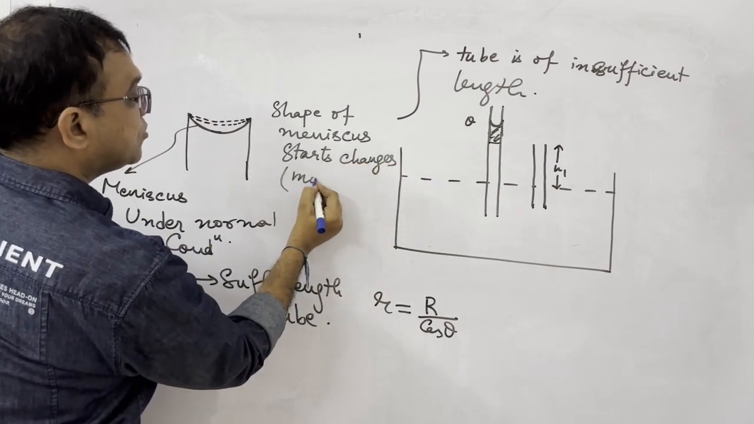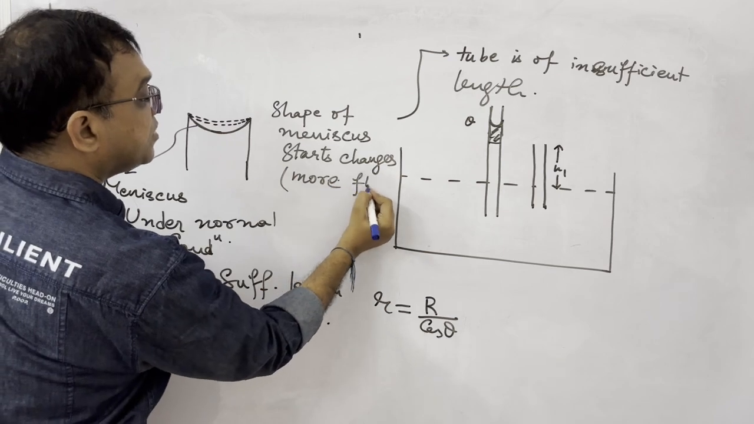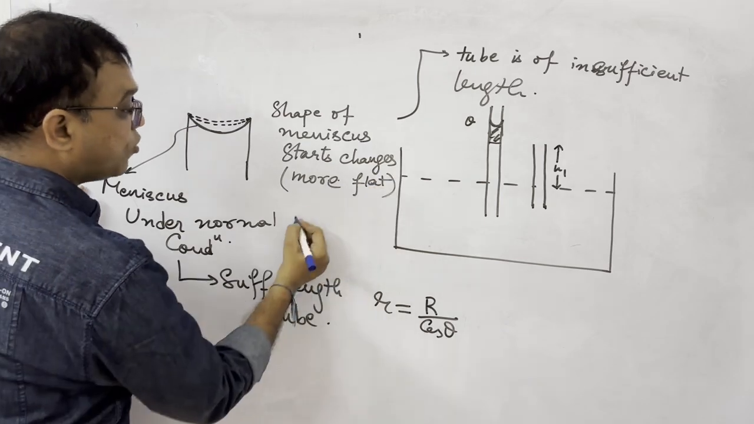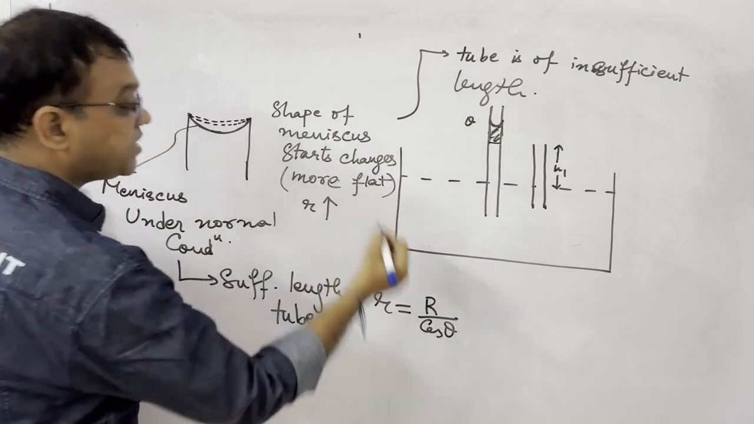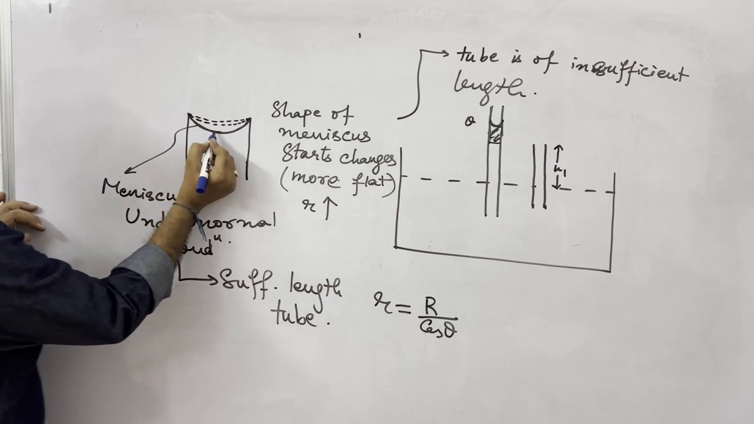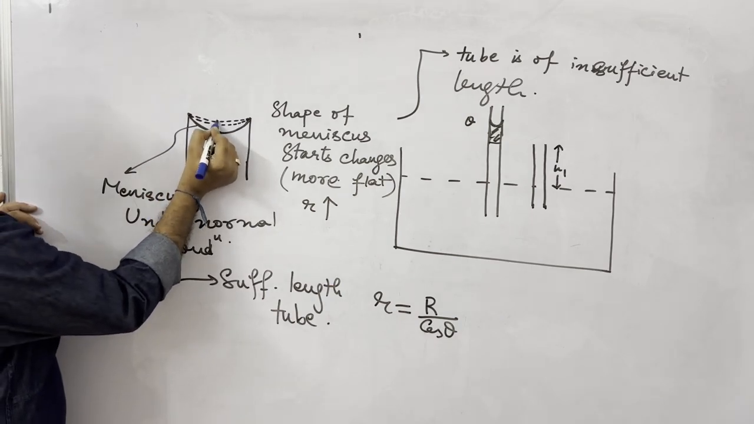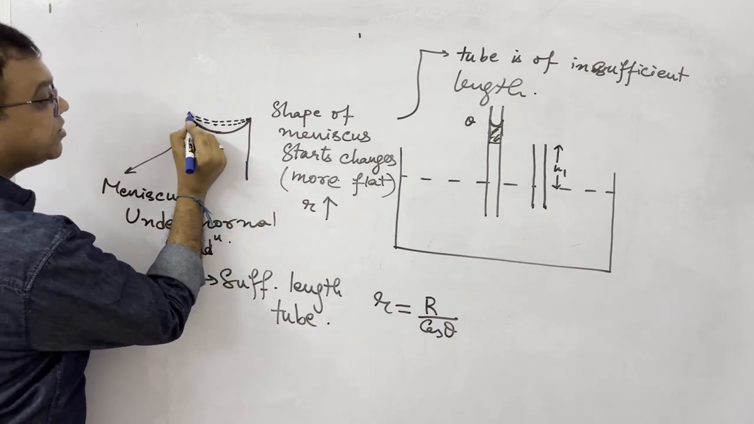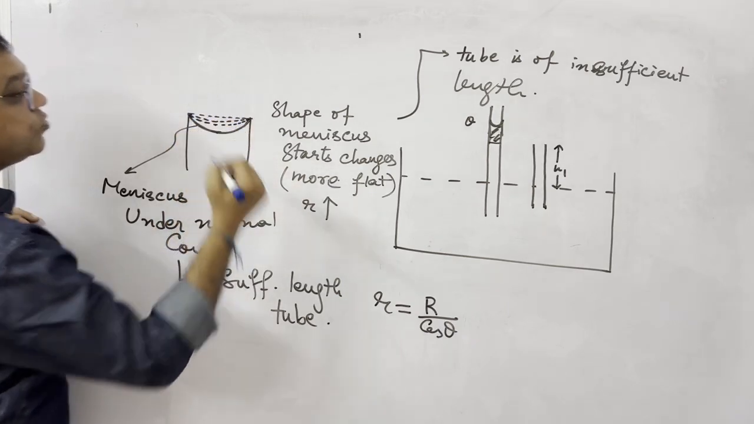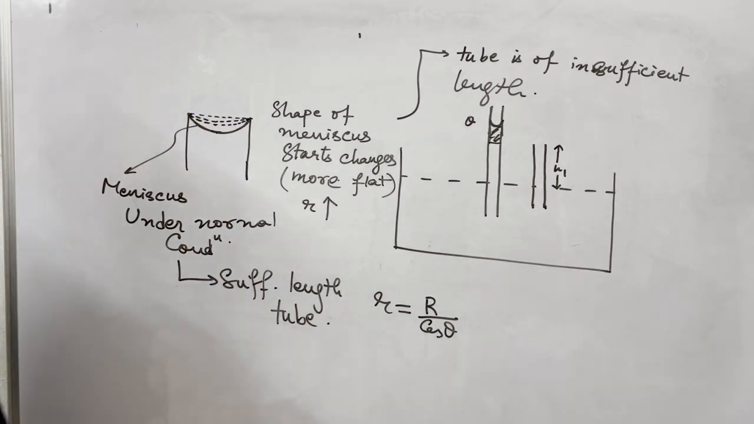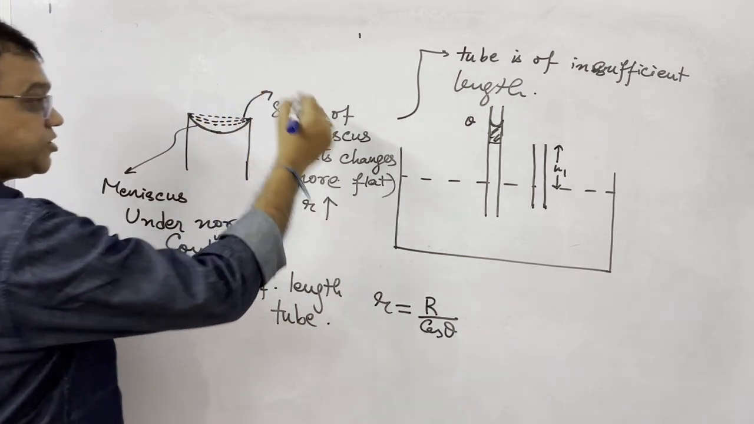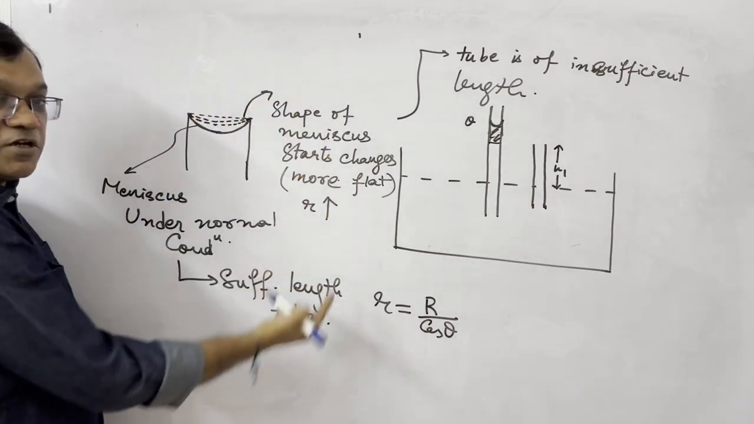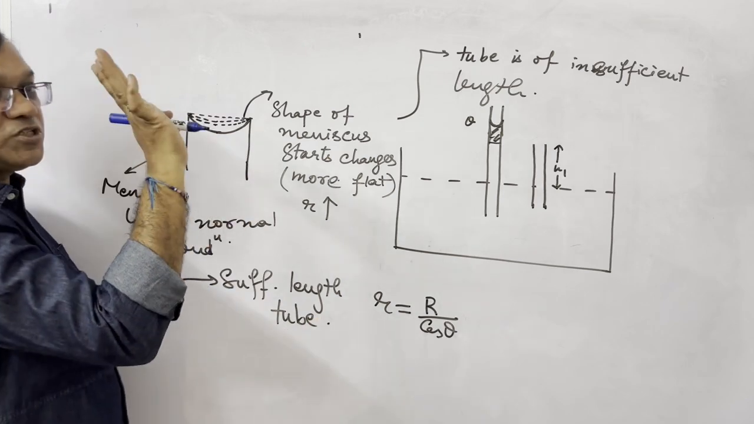It becomes more flat. That is, the radius of the meniscus starts increasing. Now you see, the radius of this is smaller than this, smaller than this. And if the tube length is still more insufficient, it can acquire up to a plane surface at last. This will be the last limit. Plane surface will be the last limit. After that, liquid won't come out. Other things are possible.